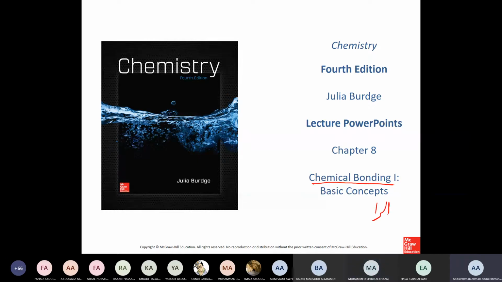What's the meaning of chemical bond? We have 2 important bonds, only 2 important bonds. What are these bonds? Ionic and covalent. We have ionic bond and we have covalent bond.